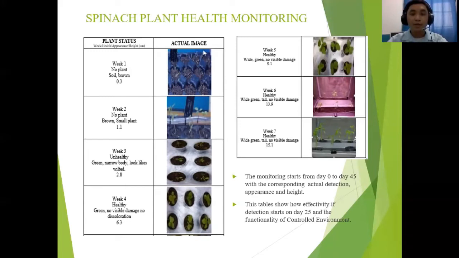So here are the actual images taken in the controlled environment. The monitoring of the spinach starts from day 0 up to day 45, with the corresponding actual detection and appearance of height. This table shows how effective the detection is if it starts on day 25, and the functionality of the controlled environment.